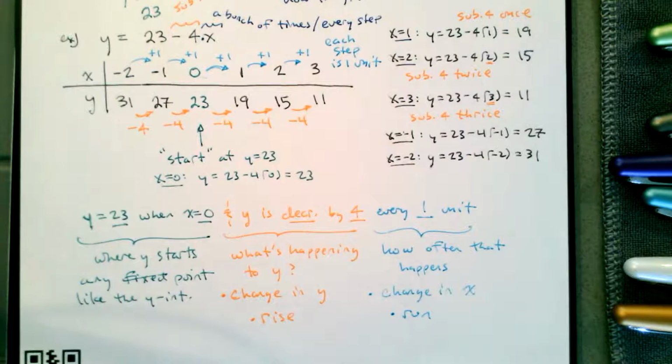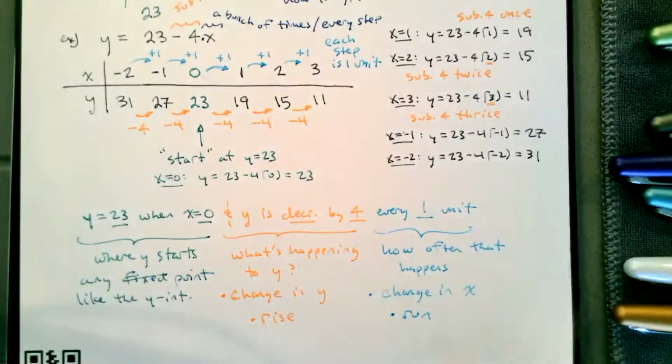Let's look at another example. I'm going to still start at 23. I'm going to still decrease by 4, but instead of doing this every 1 unit, I'm going to do it every different number of units. And we're going to think about how that's going to affect the table and how that's going to affect the equation.